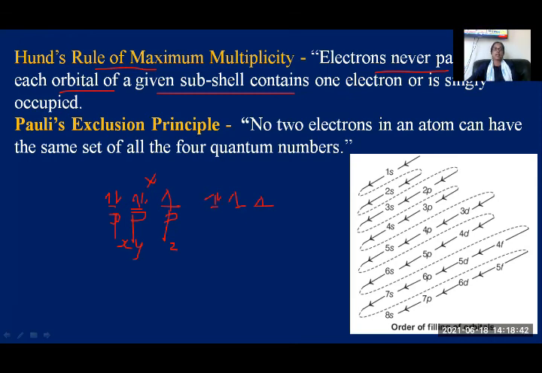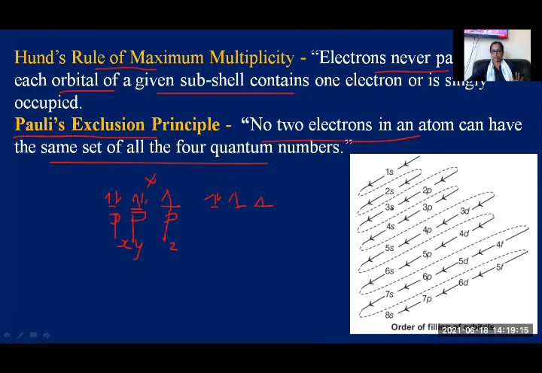The last principle used here is Pauli's exclusion principle. As per Pauli's exclusion principle, no two electrons in an atom can have the same set of all 4 quantum numbers: the n value, l value, m value, also written as ml value, and ms value. So no two electrons can have the same set of these 4 quantum numbers. At least one must be different. That is what is said by Pauli's exclusion principle.